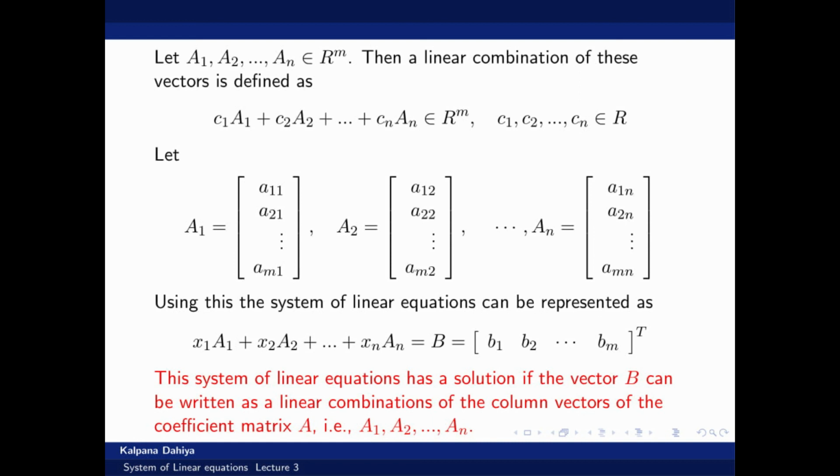So we can say that a system of linear equations has a solution if the vector B, that is b1, b2, bm, can be written as a linear combination of column vectors of the coefficient matrix A, that is A1, A2 and An. If there is only one such combination, then we say system has a unique solution, or if there are more than one combination, then we say system has infinitely many solutions. And if it is not possible to write the B vector as a linear combination of the columns of the coefficient matrix, then we say that system has no solution. So we will discuss a numerical problem to see this.